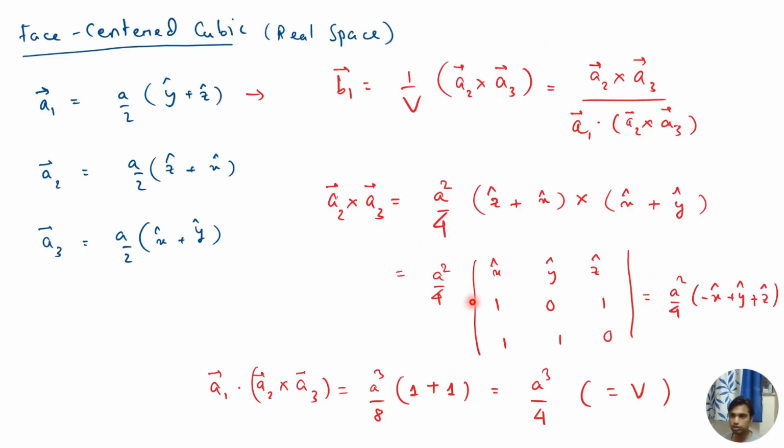Now let us say that a crystal structure has a face centered cubic lattice. For a face centered cubic lattice, it looks like this. Just for the sake of explanation, you have a cube here, and you have a point here as well.